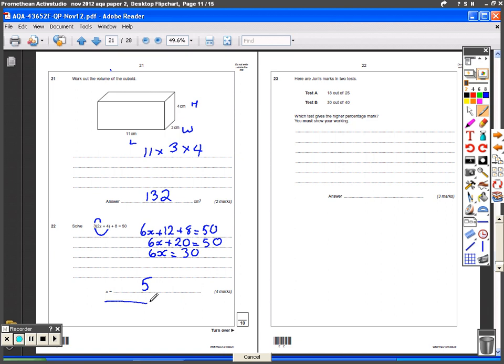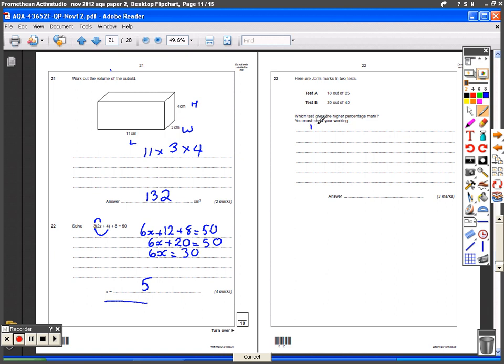Okay, next one, number 23. Here are John's marks in 2 tests. He's got 18 out of 25 in test A, and he's got 30 out of 40 in test B. Which test gives the higher percentage mark? You must show your work.